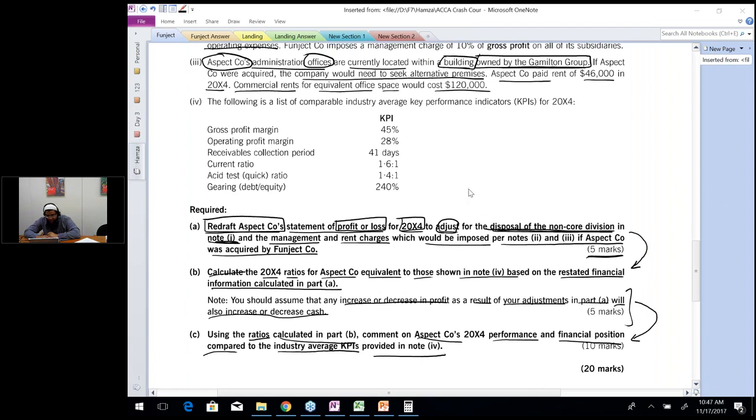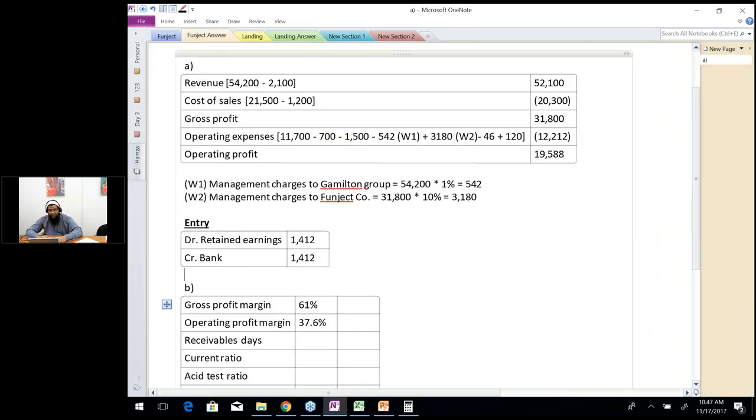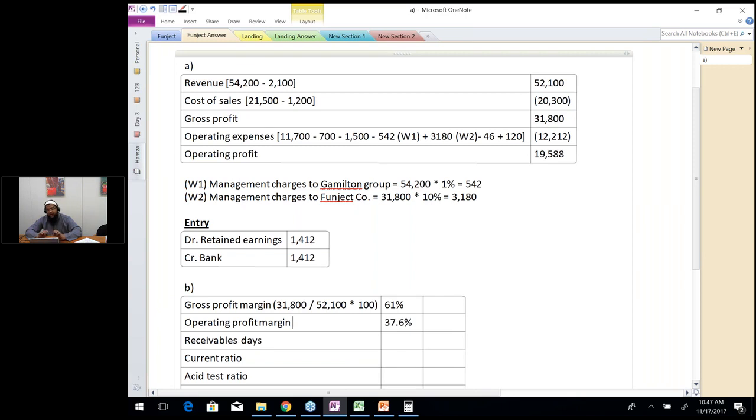Wahid is saying, sir, is it necessary to mention the ratio formulas as well in the exam? Wahid, it is preferable to show the calculation, so that if you have made any error, the examiner would know how you have calculated the value. For example, GP is 31,800 and you have shown divided by 52,100 into 100. So this much of the calculation is enough. You do not need to write the formula of the ratio. You just simply show in the bracket how you have calculated the value.